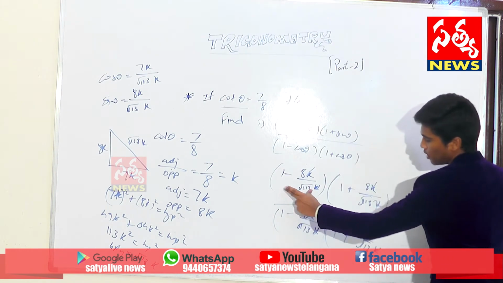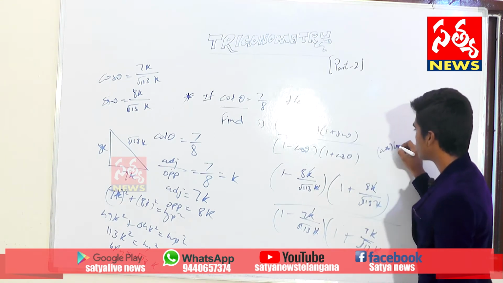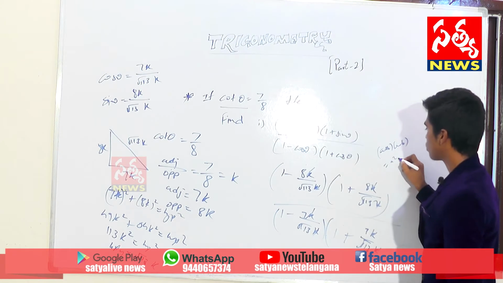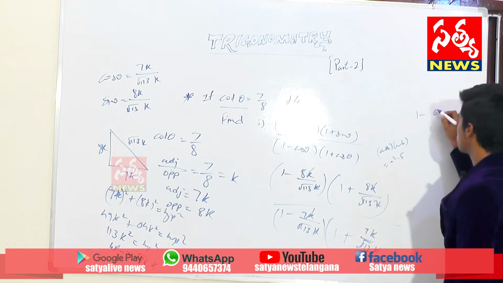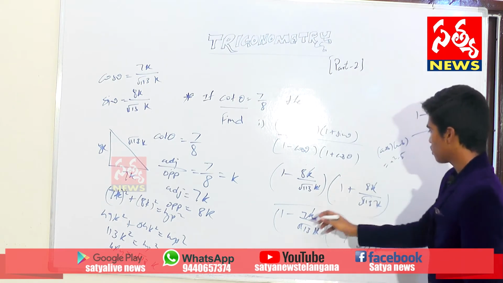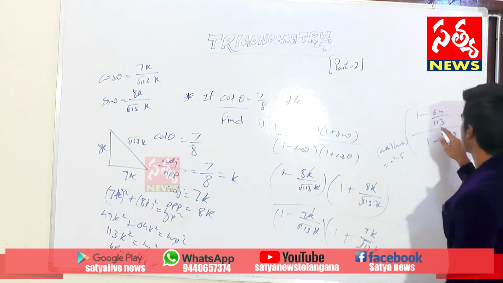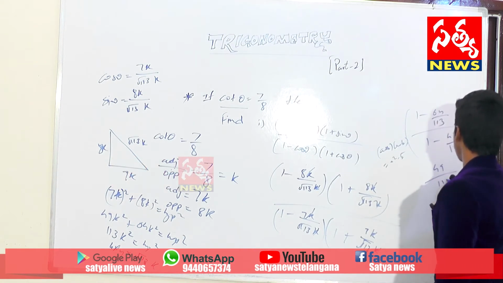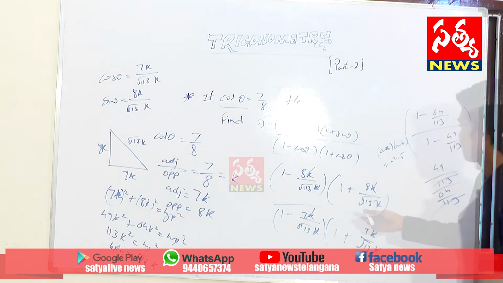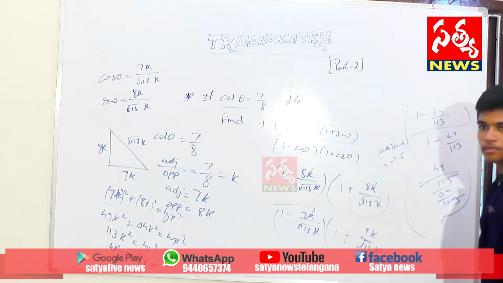See here, it is (1 minus a) into (1 plus a). It is in the form of (a plus b) into (a minus b), which is nothing but a square minus b square. So we can write here (1 minus 64 by 113) by (1 minus 49 by 113). See here, 113 minus 64 is 49 by 113, by 64 by 113. 113 gets cancelled, and now the final answer is this.